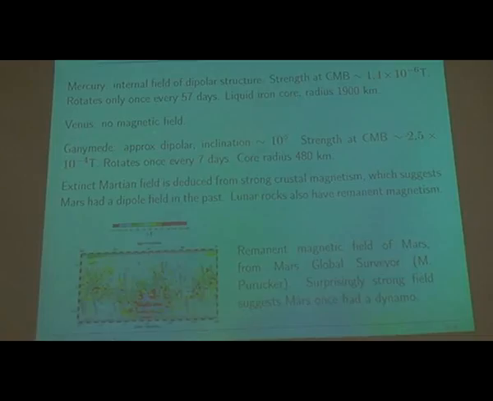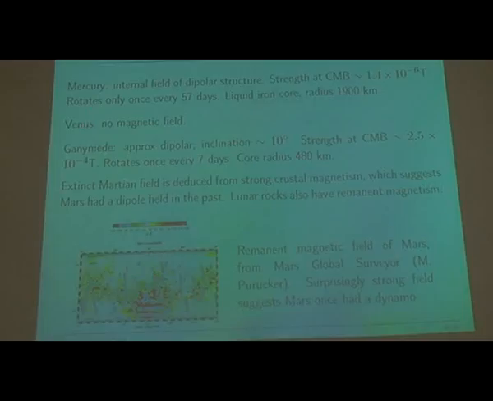Why has Venus not got a magnetic field when the Earth, whose overall structure appears to be rather similar, actually does have a fairly strong magnetic field? So that's a mystery, one of the first mysteries that comes up in this game.